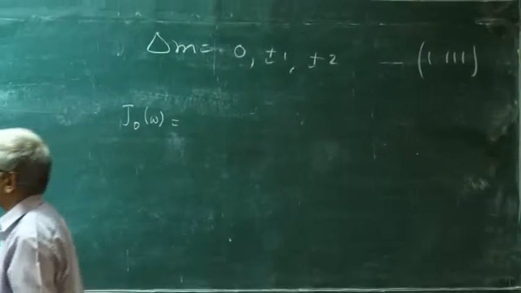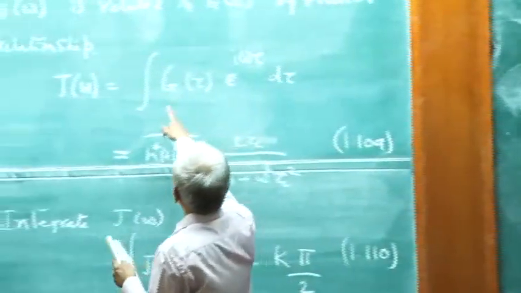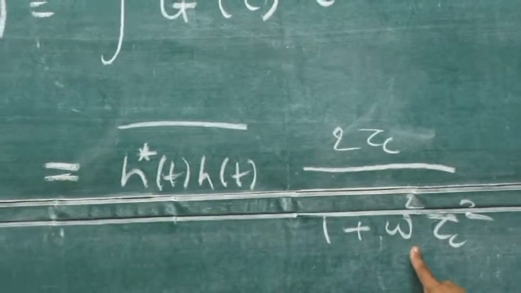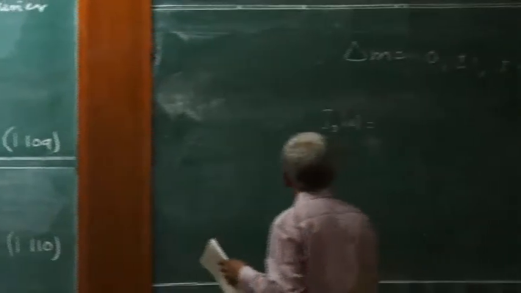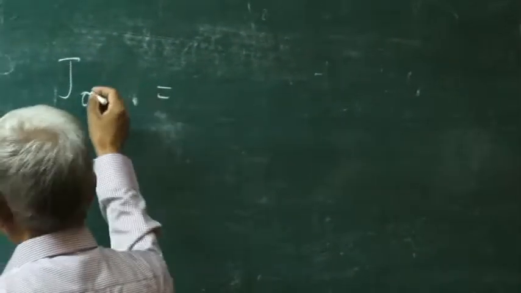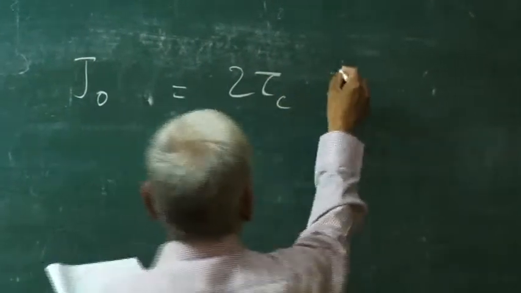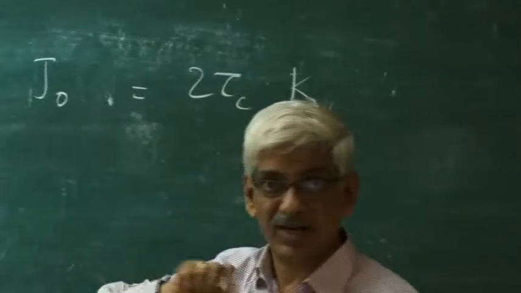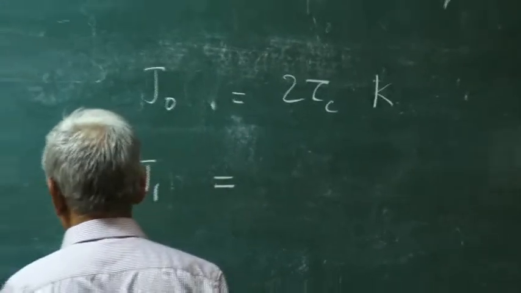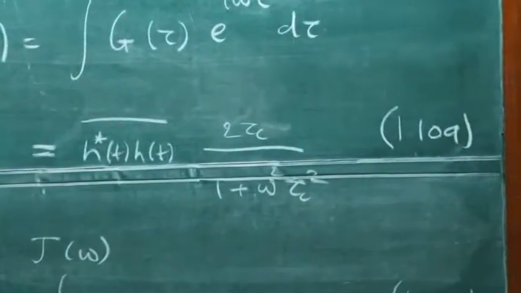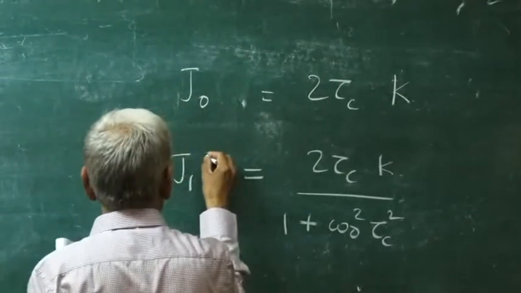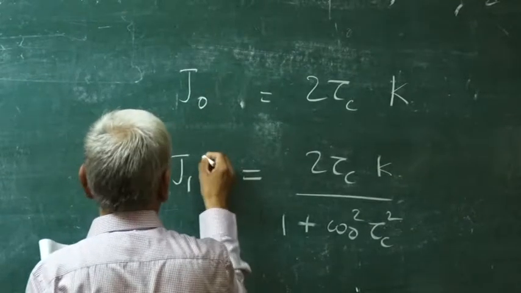Essentially all of these are derived from this expression. If I put omega equal to 0, so J0 at omega naught is equal to 2 times tau c times that constant k, which is the ensemble average. And J1 is given by 2 times tau c into k divided by 1 plus omega square tau c square. Because I can put here a constant value, omega naught equal to omega.